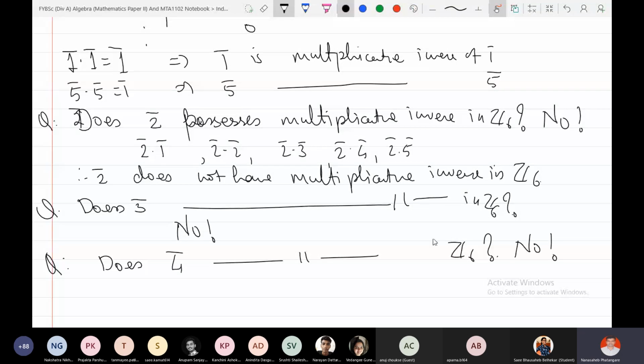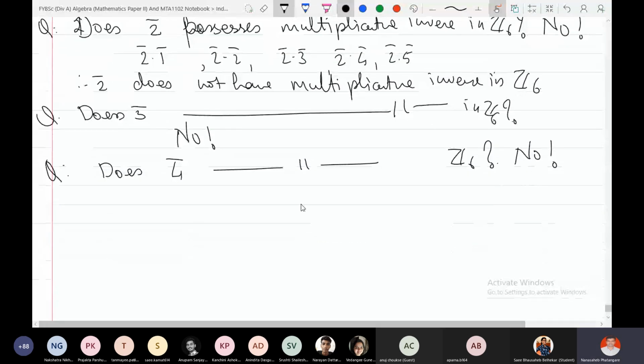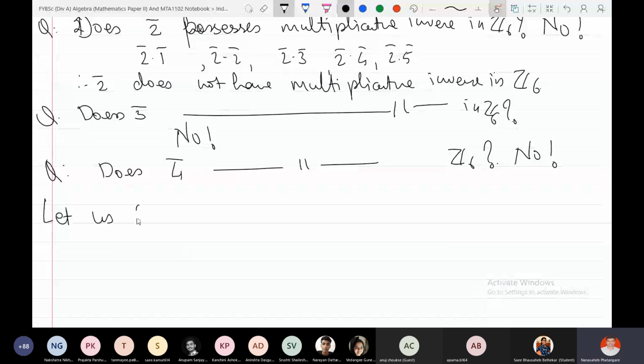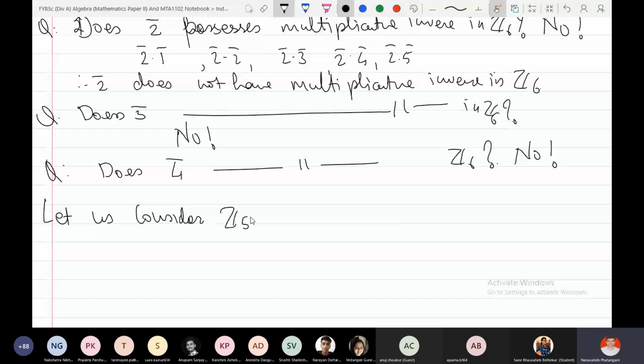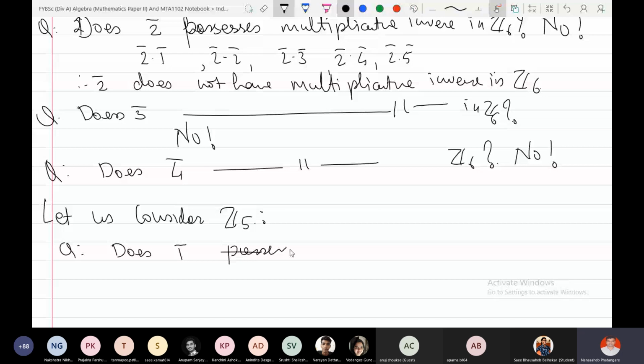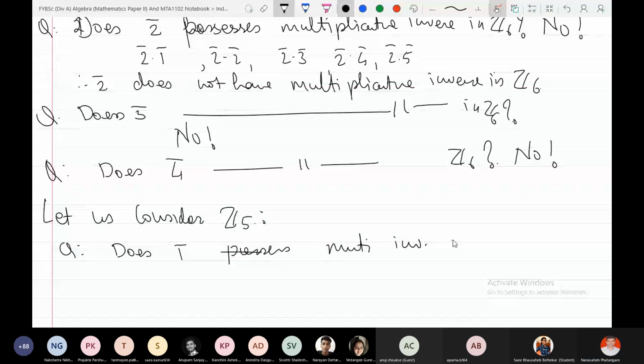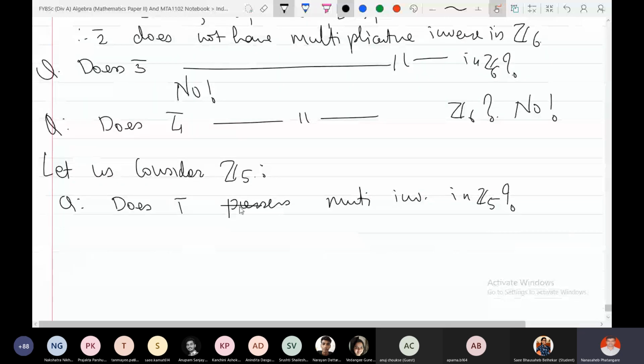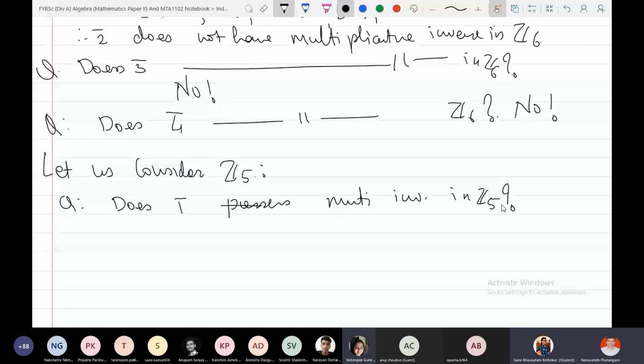So, okay, this is one thing. Now let us consider Z5, and I will repeat the question. Does 1 bar possess a multiplicative inverse in Z5? The question is very simple. Yes, 1 bar itself is its multiplicative inverse.